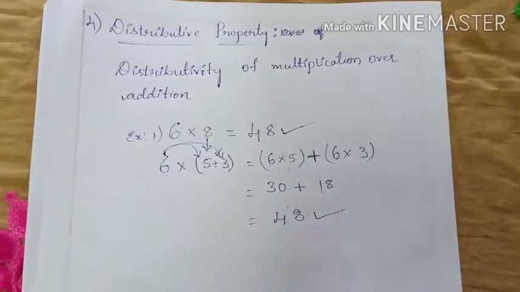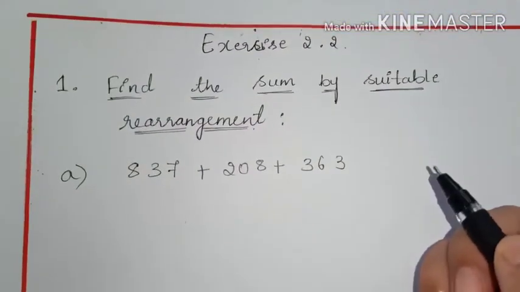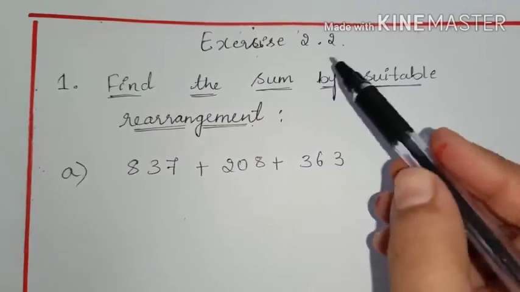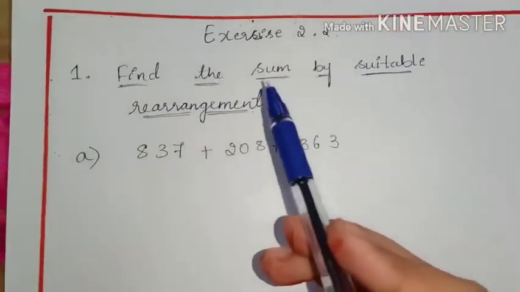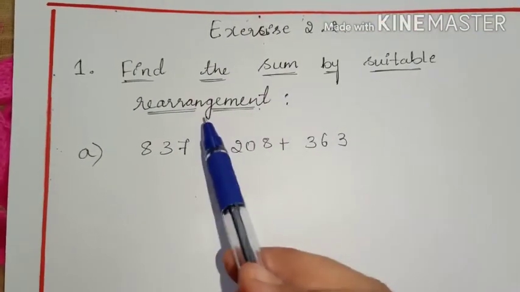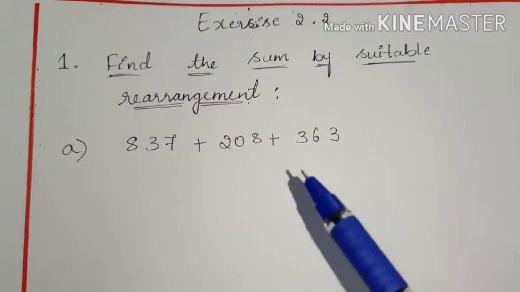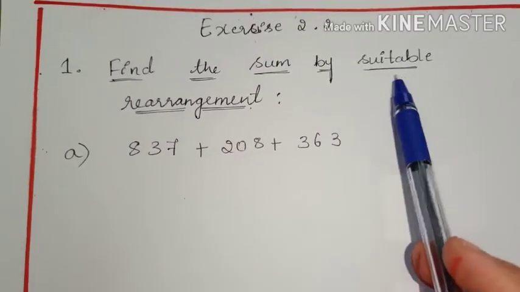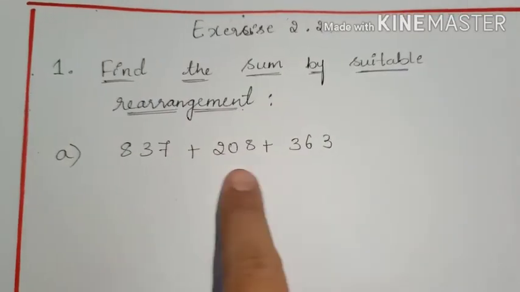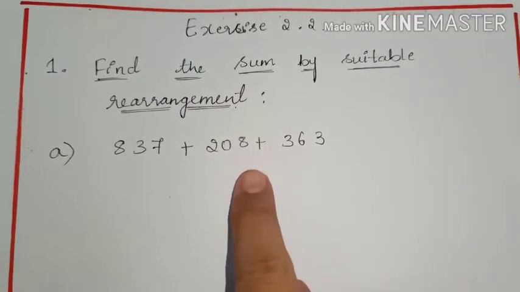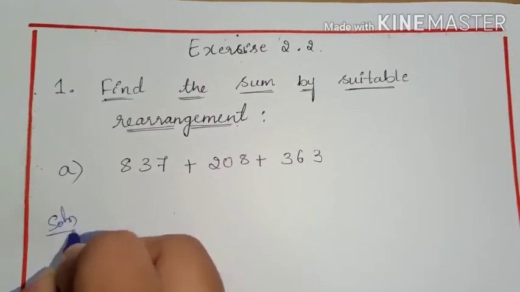Let us solve some exercise questions now. So let's begin to solve exercise 2.2. Question number 1. Find the sum by suitable rearrangement. Just as usual we do the addition the same way. Here we just need to do some rearrangements of these given numbers to make it simple. Okay, write down the solution.